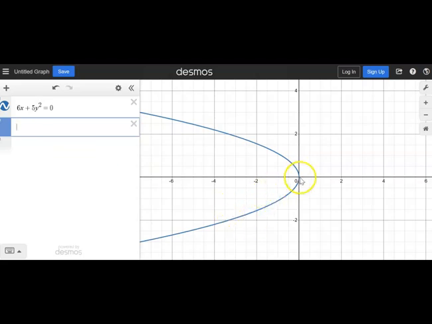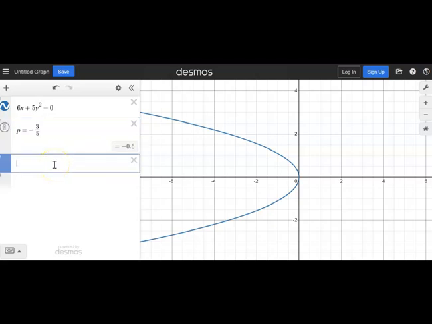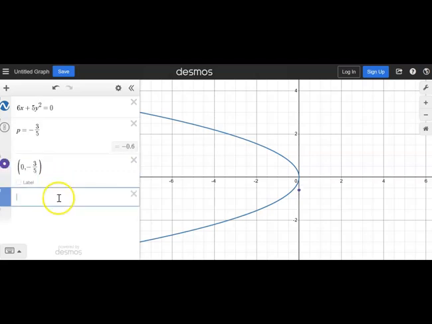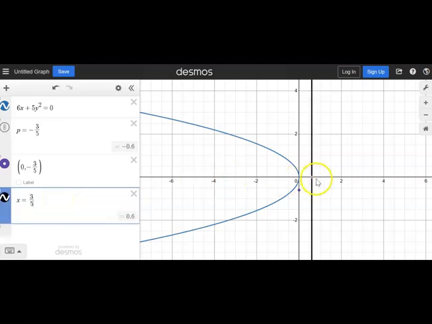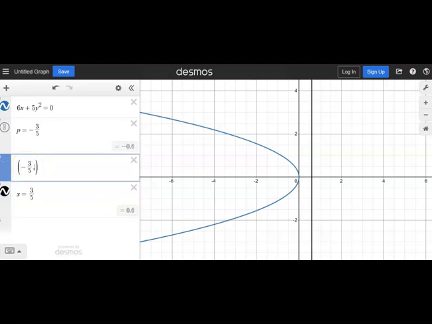This is my vertex, 0, 0. I knew that for p, it was negative 3 over 5. Since it was negative, that means that I have to move in this direction. So my focus is at 0, negative 3/5, and my directrix is at x equals 3/5. Okay, oops, my brain is not mapping. There we go. Okay.